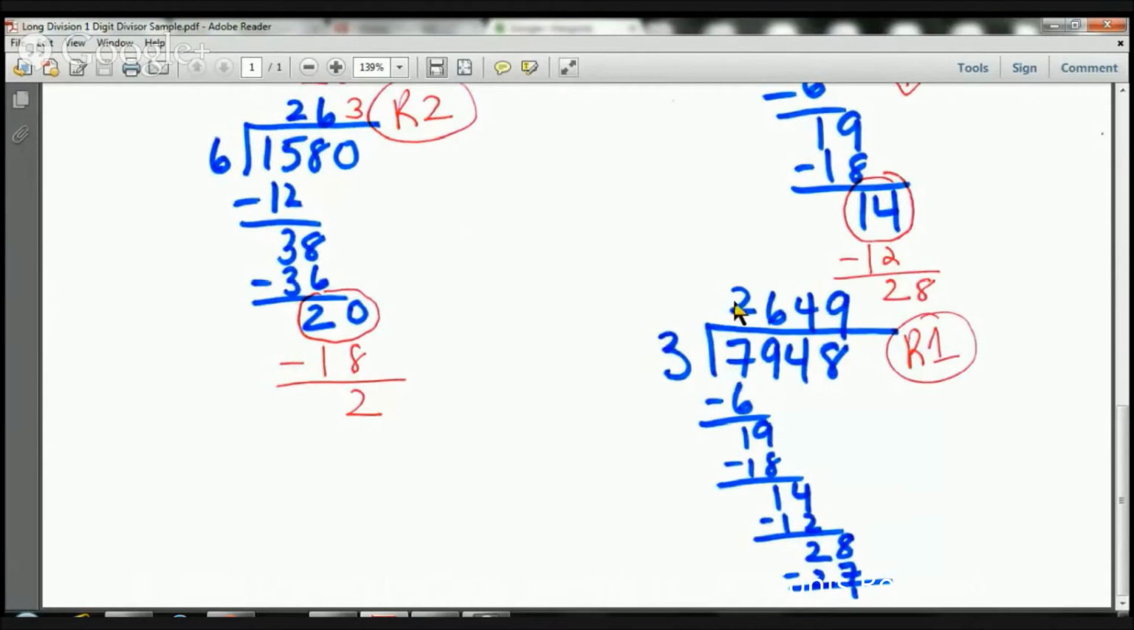3 goes into 7 2 times. 3 times 2 is 6. 7 minus 6 is 1. I drop down this 9. Now I have 19. How many times can 3 go into 19? 3 goes into 19 6 times.